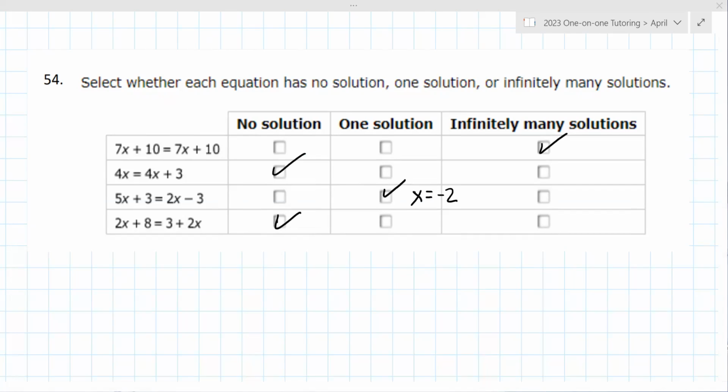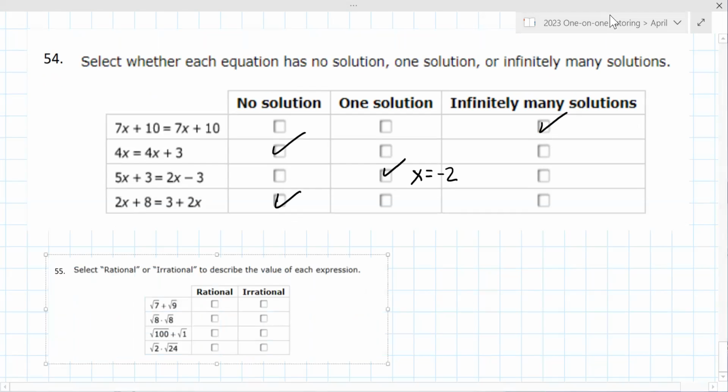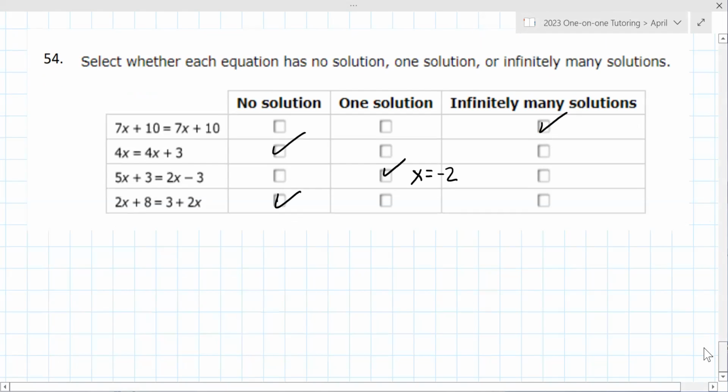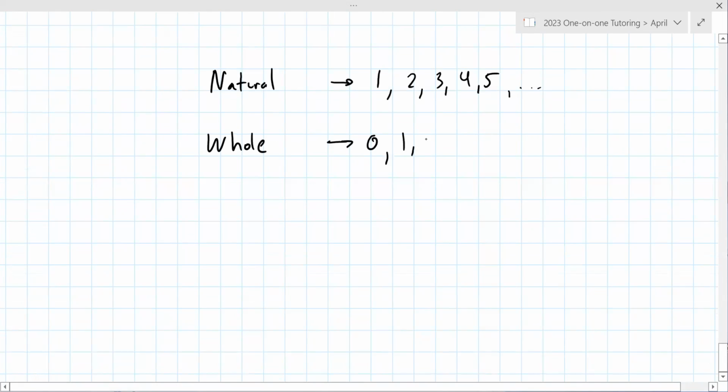Let's quickly talk about rational and irrational and maybe some other things. Actually, let's back up here. The whole numbers, maybe you already know this. I'm sorry. Let's start with this. The natural numbers, they start at 1 and go up from there. Okay. The whole numbers add 0.